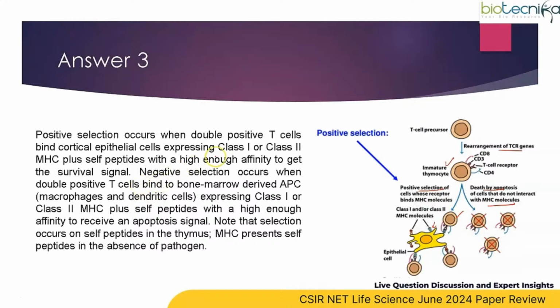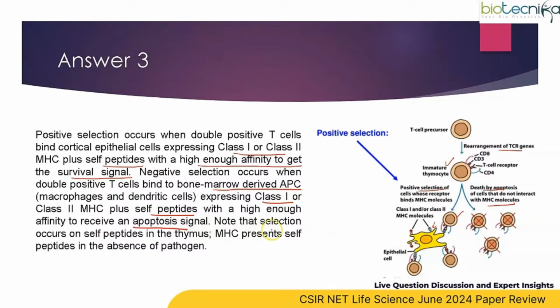It occurs when double positive T cells bind cortical epithelial cells expressing class 1 or class 2 MHC plus self-peptides with a high enough affinity to get the survival signal. So these selected cells will get the survival signal. Then negative selection occurs when these double positive T cells bind to bone marrow derived APCs, that is macrophages or dendritic cells, which express class 1 or class 2 MHC plus self-peptides. But if they have high affinity, those T cells will undergo apoptosis. So that is negative selection.